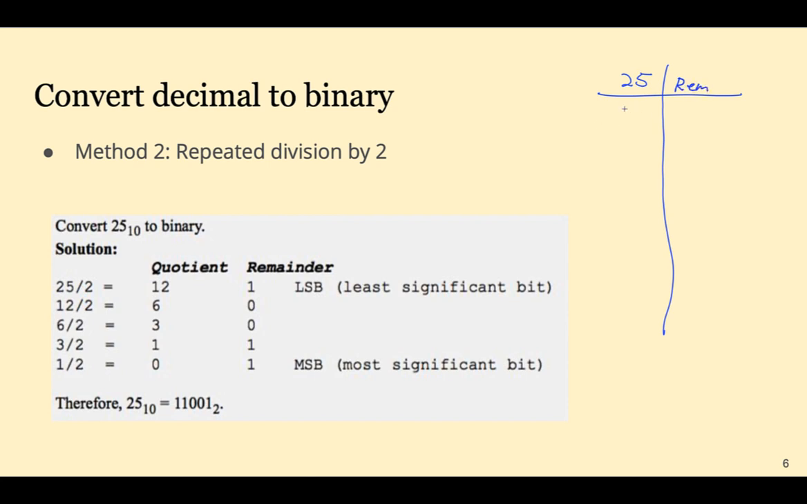So 25 divided by 2 is 12, remainder 1. 12 divided by 2 is 6, remainder 0. 6 divided by 2 is 3, remainder 0. 3 divided by 2 is 1, remainder 1. 1 divided by 2 is 0, remainder 1. And I can quit when I get 0 in the left column. The trick is to read the remainders bottom up. So that gives us 11001.